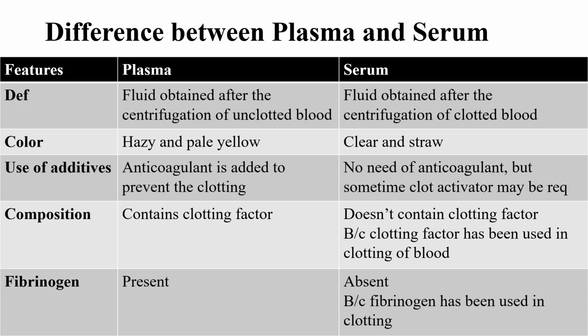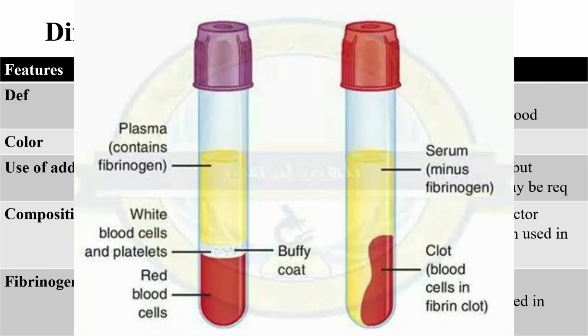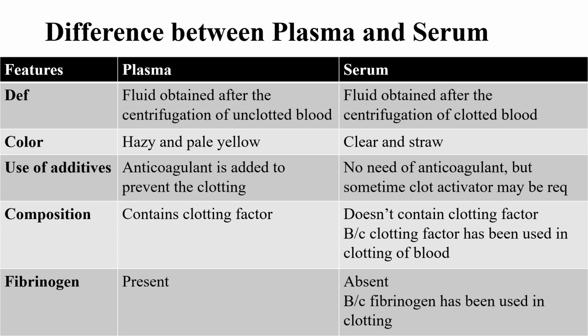Plasma contains clotting factors while serum does not contain clotting factors because clotting factors have been used in the clotting of blood. Fibrinogen is present in the plasma while fibrinogen is absent in the serum because fibrinogen is the clotting factor and also a protein which has been used in the clotting of blood, so fibrinogen is absent in the serum.